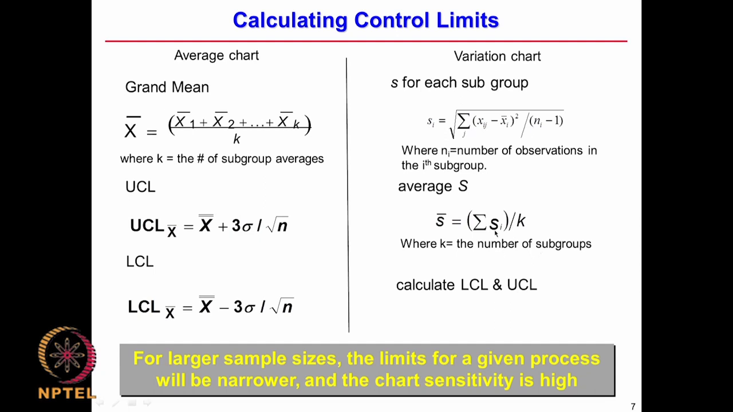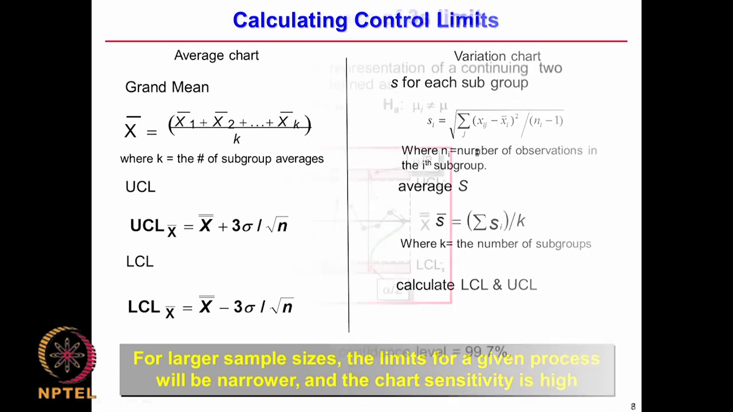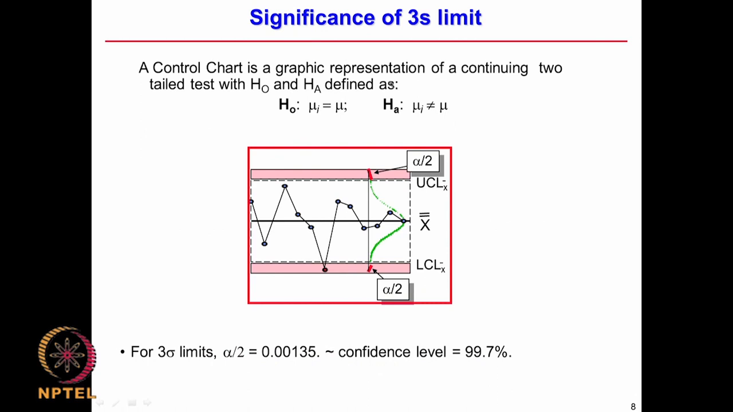And then we could take a summation of si divided by k, where k is the number of the subgroups, okay. Then we can calculate L. So, we can have an average chart, we can have a variation chart. Okay, so it's a graphical representation. So it's like H naught is mu i equal to mu, HA is mu i is not equal to mu.